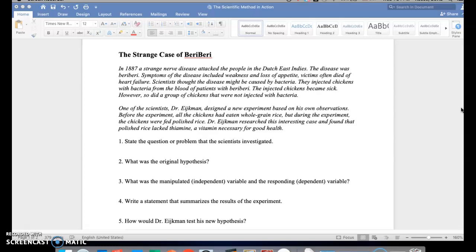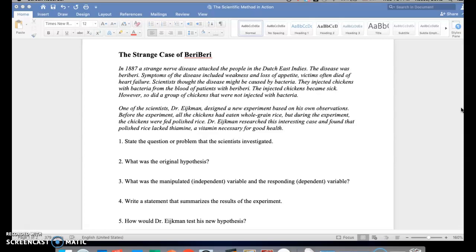The disease was beriberi. Symptoms of the disease included weakness and a loss of appetite. Victims often died of heart failure. Scientists thought the disease might be caused by bacteria. They injected chickens with bacteria from the blood of patients with beriberi. The injected chickens became sick. However, so did a group of chickens that were not injected with the bacteria.